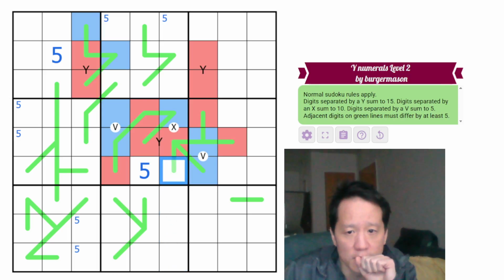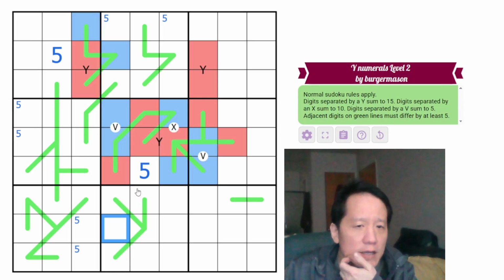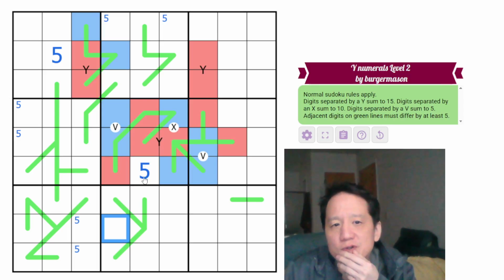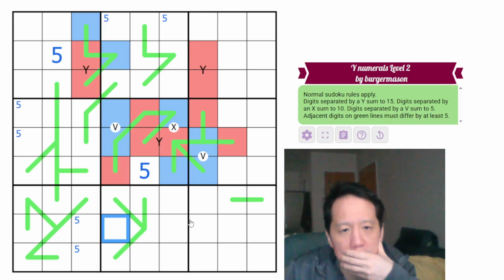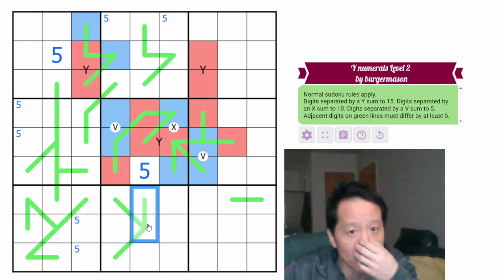This has to be a low because it's next to a high. And now we can also color. We'll start by trying to color various things.